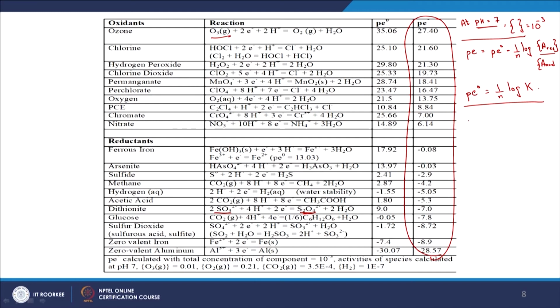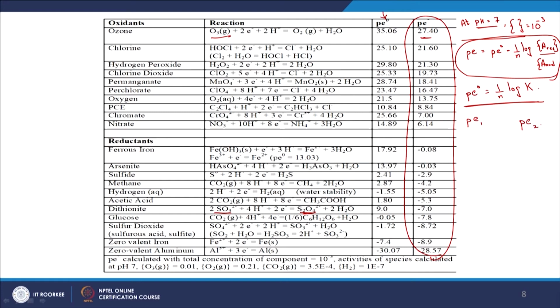So again, why do I say so? Because when the activity of all the other compounds is equal to 1, you see that pe equals pe naught. So that is what we just understood here: pe naught equals 1 by n log k. So we can understand which one would be a strong oxidizing agent. But with respect to pe, now I can compare pe1 and pe2 of any two half reactions.